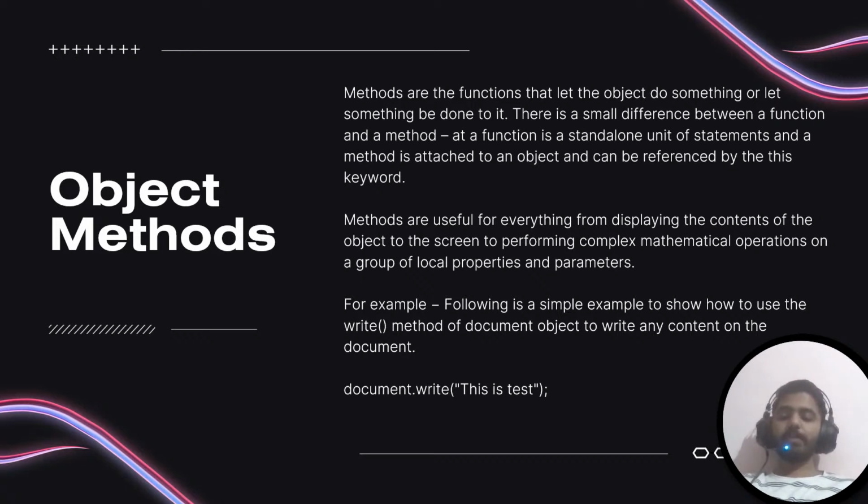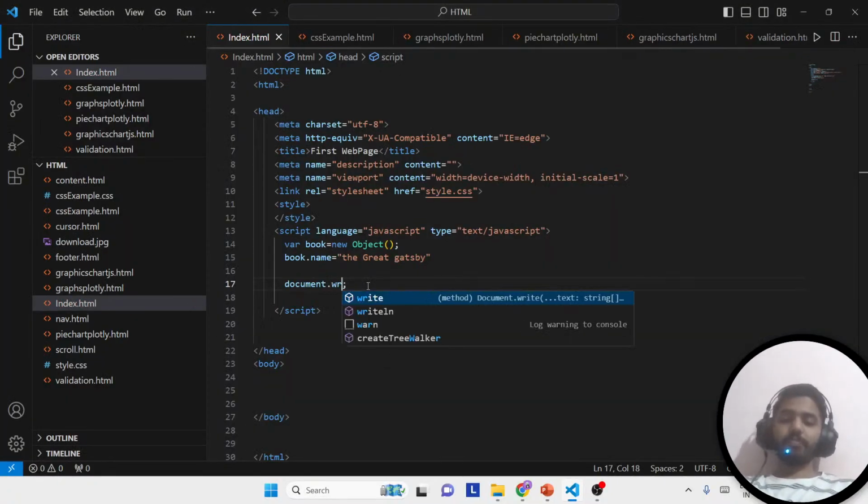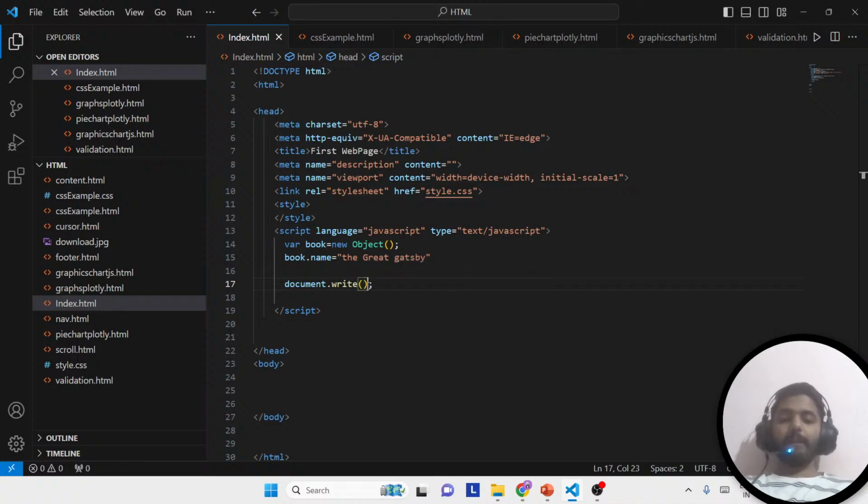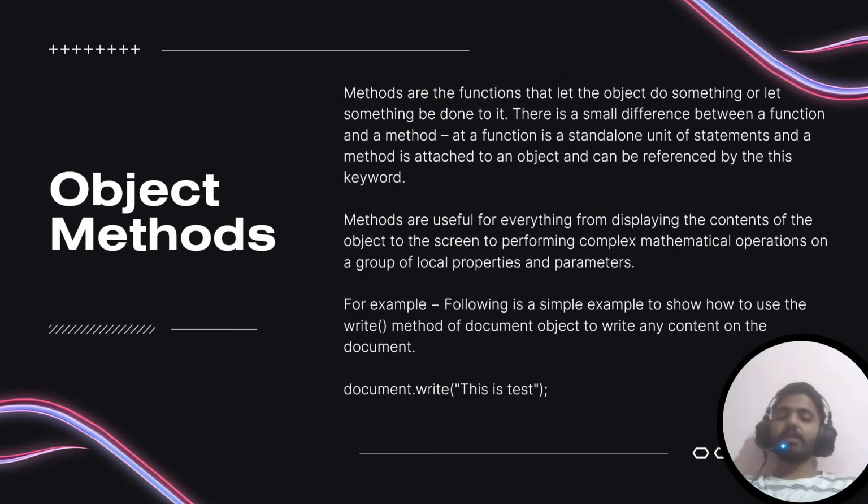Then comes object methods. Just now as we talked, object dot write. This write is your function, a method attached to this document object, correct? So what are object methods? Methods are functions that let the object do something or let something be done to it, right? There is a small difference between a function and a method. A function is a standalone unit of statements, and a method is attached to an object and can be referenced by any key by this keyword, correct? There is not much of a difference. You can use them interchangeably, but it is not advisable.